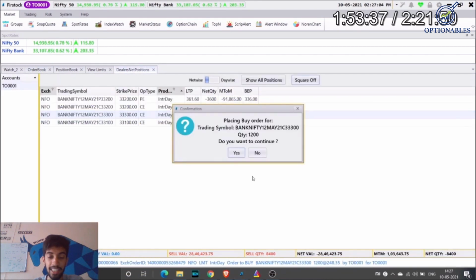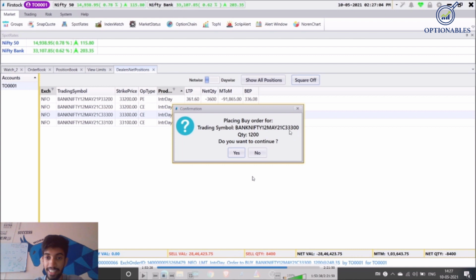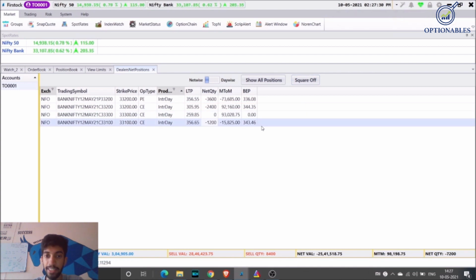So here I make the adjustment. There will be one small glitch also. My buy order doesn't go. All I wanted to do is square off the 33,300 C and shift to 33,100 Cs. So I'll repeat that again. Wanted to square off this 33,300 C, which was at 250, shift to 33,100 C, which was at 360. So this is all I wanted to do, and I do that.